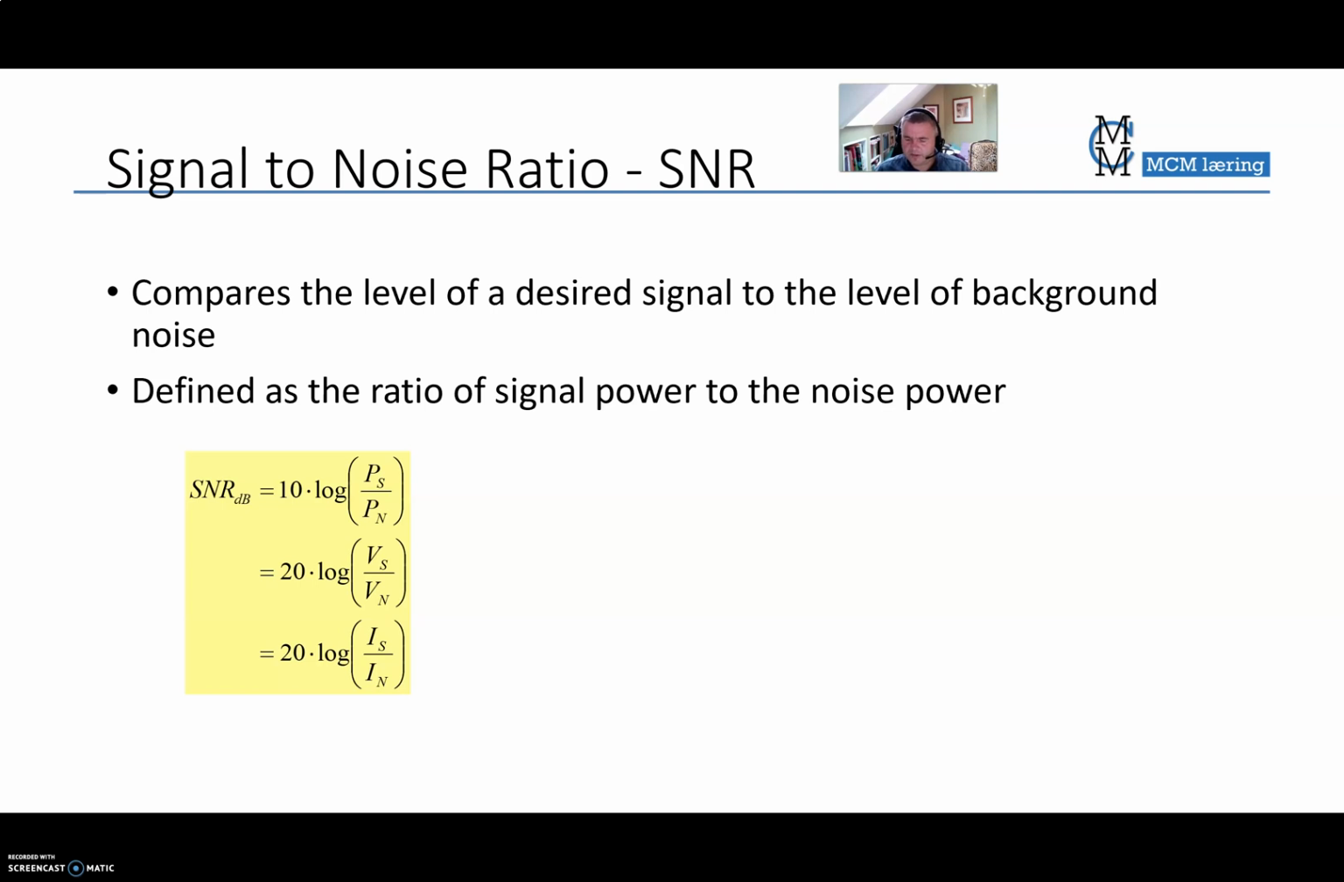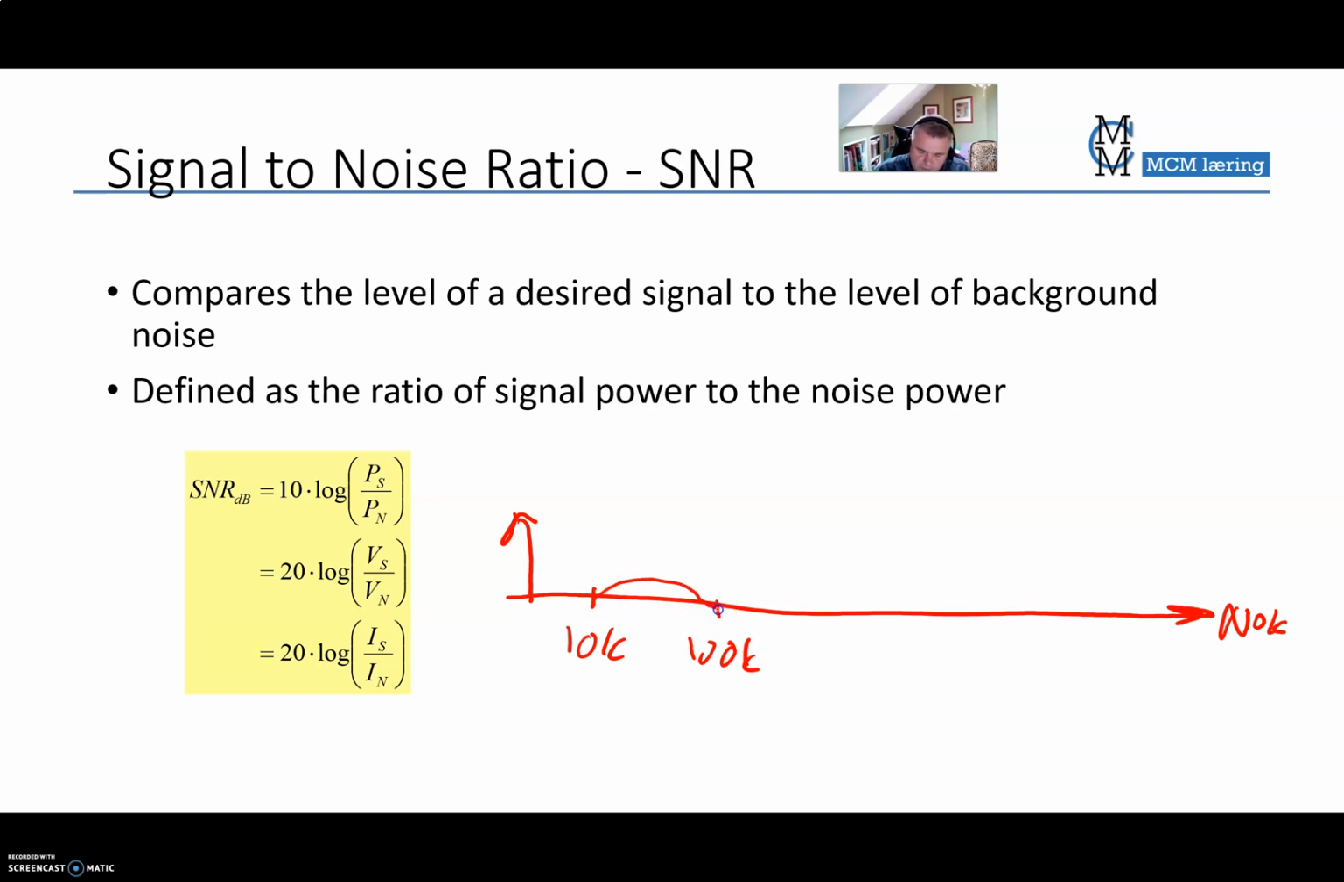And why is it given in decibels? Well, let's say that I have a graph here of a yearly salary, and maybe I have like 10k and 100k in Norwegian kroners, NOK. And if I manage to increase from 10k to 100k, well, it's just as difficult to increase from 100k to 1 million, and it's just as difficult to go from 1 up to 10 million.